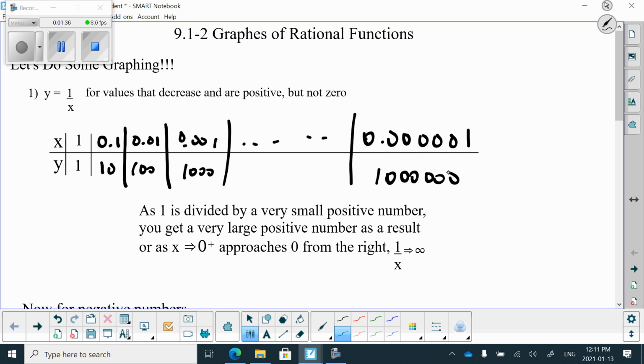So the whole point of this is, as 1 is divided by a very small positive number, you get a very large positive number as a result. Or as x approaches 0, and this plus sign means from the right, it goes to infinity. And that's our symbol for infinity.